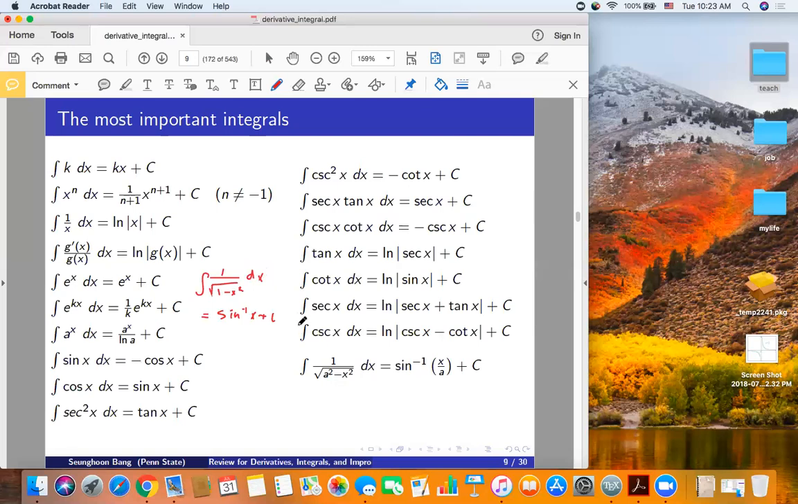In this case, a is 1. The next one, integral 1 over a squared plus x squared dx, is 1 over a inverse tangent of x over a plus c. Similarly, you can replace a by 1: integral 1 over 1 plus x squared dx is the inverse tangent of x plus c. So we have this result.